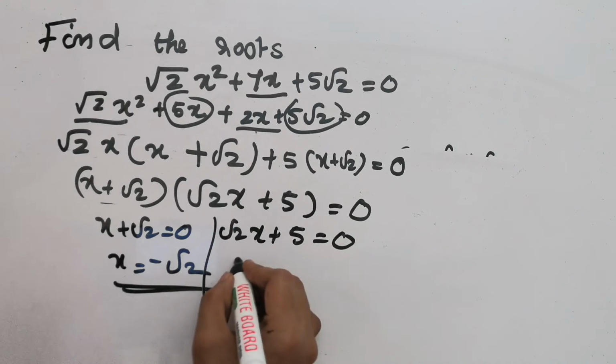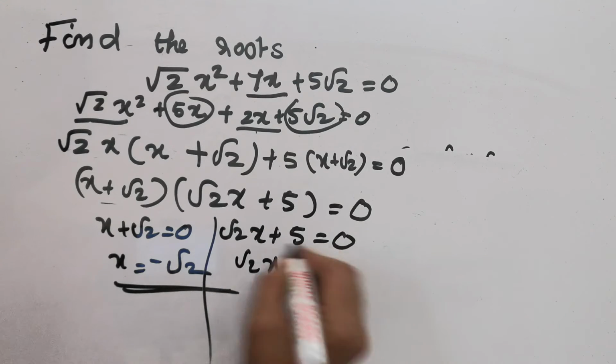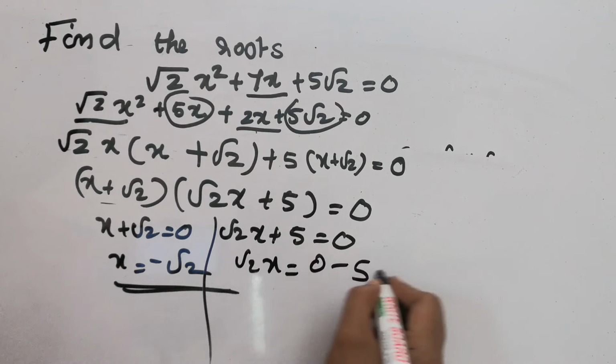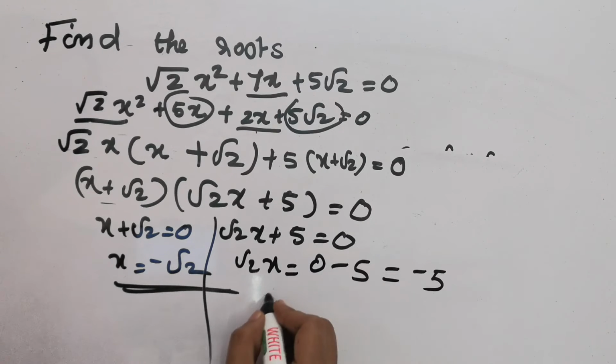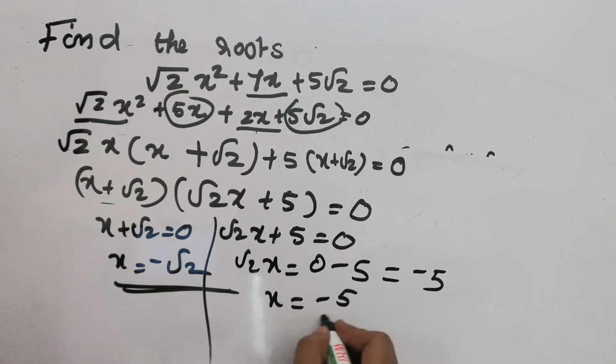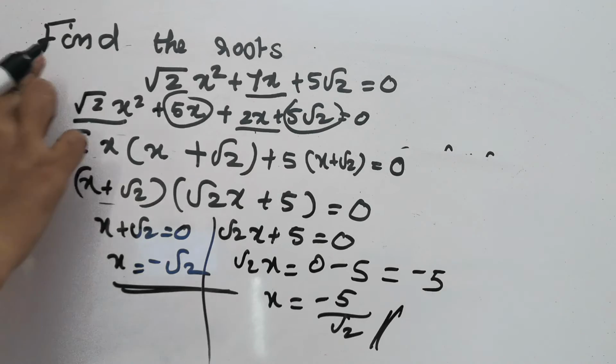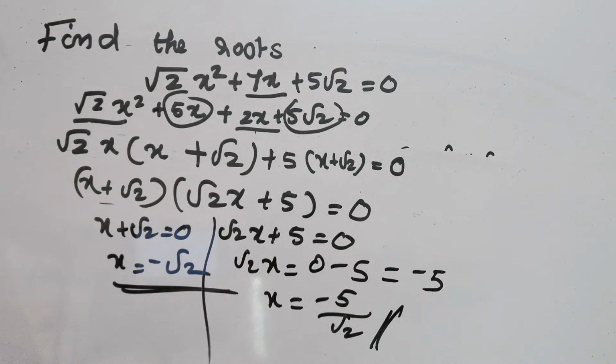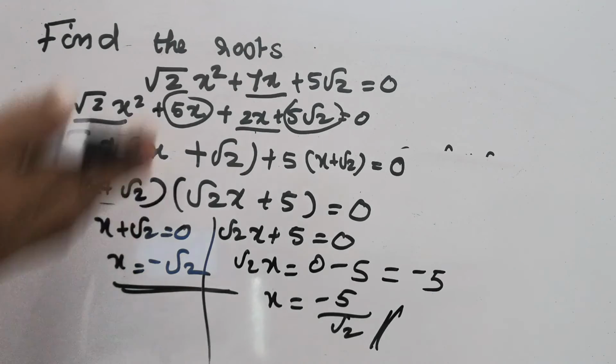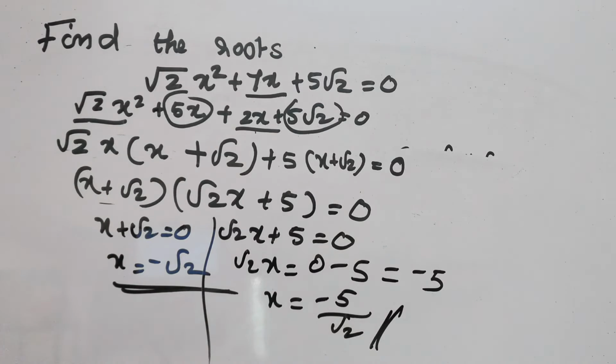Okay. Then from this one, root 2x is equal to 0 minus 5, which is equal to negative 5. And here x is equal to negative 5 divided by root 2. This is our second root. Clear? Then the same question is find the root and solve for x. These are the same question. You have to find the solution like this or you have to use the quadratic equation to solve that equation.